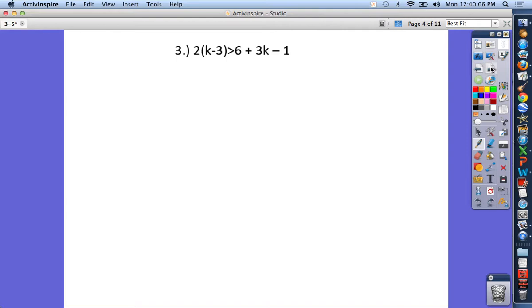Number 3, ooh, we have all kind of good stuff. So we need to simplify on the left-hand side first, so let's go ahead and do our distribution. 2 times k is 2k. 2 times negative 3, because we're multiplying by that negative, is negative 6, is greater than, if we look at just the right-hand side, you have 6 minus 1, which is 5, plus 3k. Now, they're both simplified. Let's go ahead and put our variables on the same side.